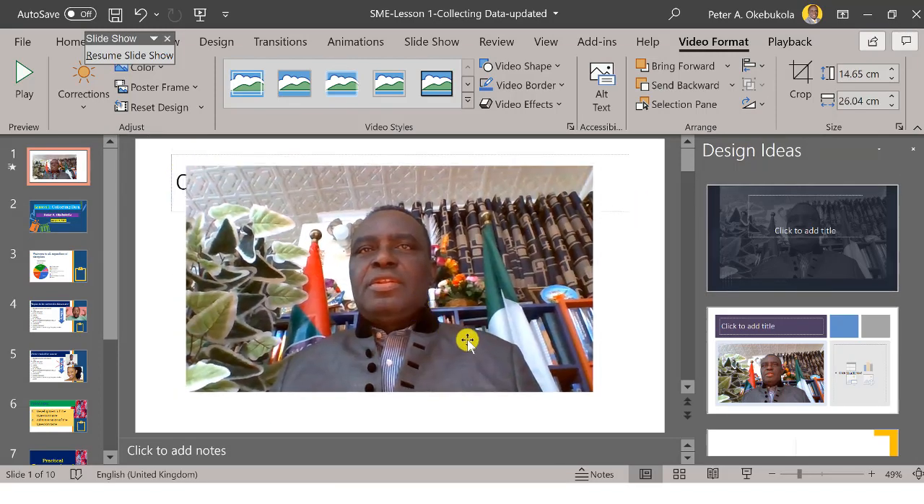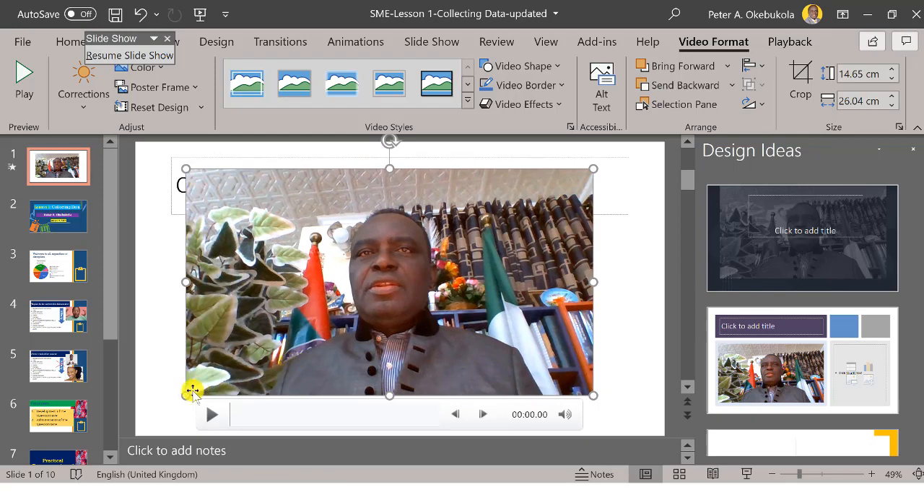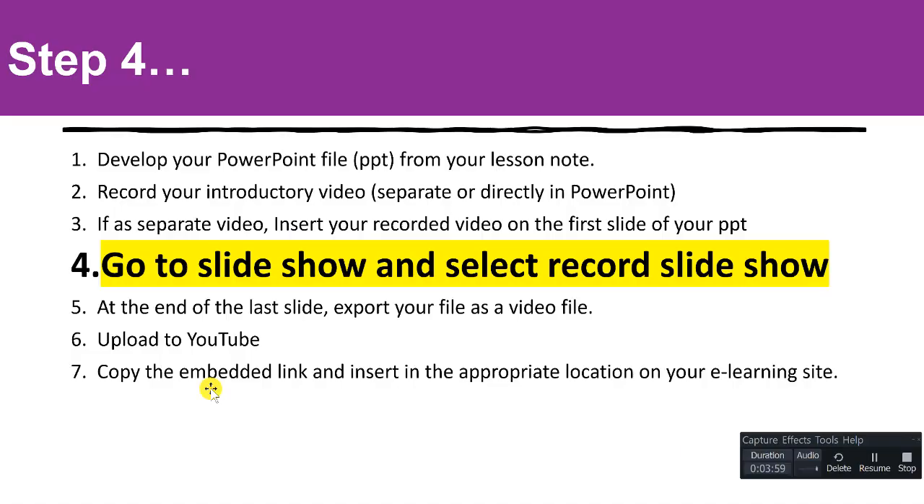If it doesn't look too good, like the beginning where I had some little issues, you can go back and record it. So step 3 of 7, all done. I told you they are very easy steps. So we've done step 3, we've inserted the video. Step 4 is for us to go to slideshow and select record slideshow. So just watch this interesting demonstration.